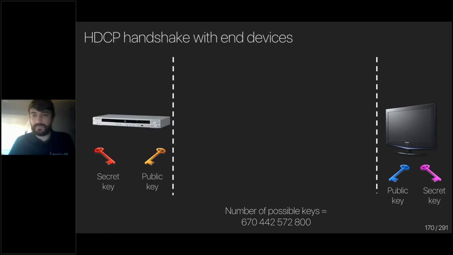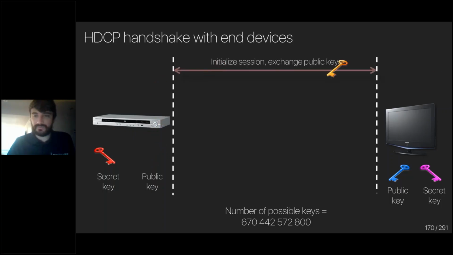So each HDMI port in the world has a different set of keys. If a TV has 3 HDMI ports, then the TV has 3 public keys and 3 secret keys. So there's a lot of keys possible, more than 670 billion. So let's connect our devices.